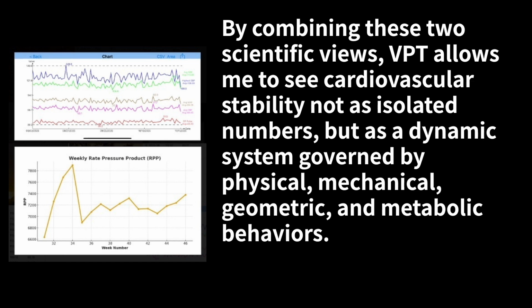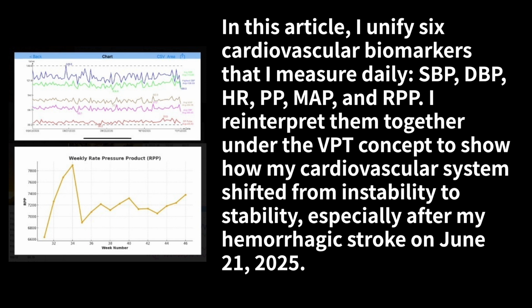By combining these two scientific views, VPT allows me to see cardiovascular stability not as isolated numbers, but as a dynamic system governed by physical, mechanical, geometric, and metabolic behaviors. In this article, I unify 6 cardiovascular biomarkers that I measure daily: SBP, DBP, HR, PP, MAP, and RPP. I reinterpret them together under the VPT concept, to show how my cardiovascular system shifted from instability to stability, especially after my hemorrhagic stroke on June 21, 2025.